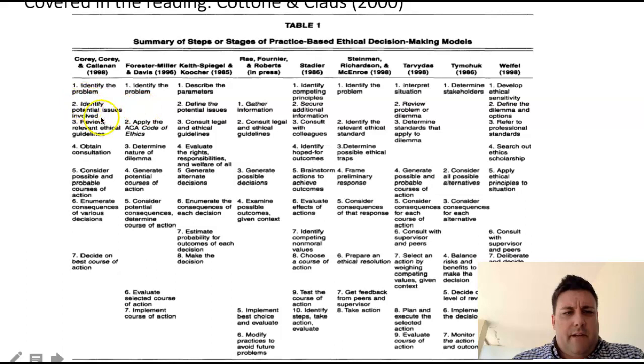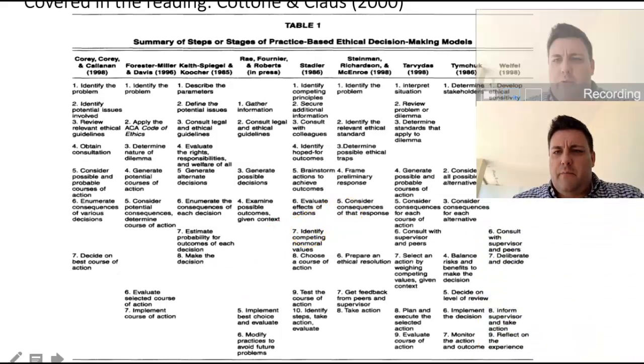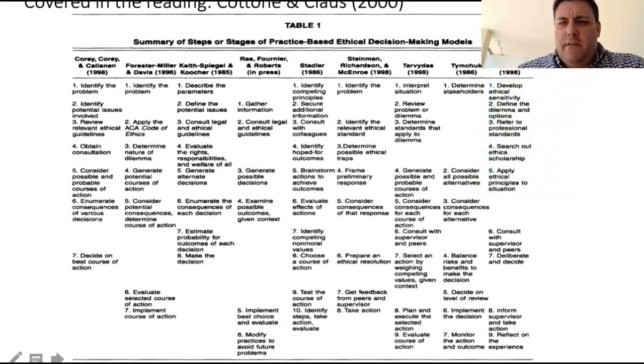Typically: identify the problem, identify the ethical principles involved, review the guidelines, consult with others, pick your course of action, and then decide on a course of action. A couple of these over here, let me just move myself real quick so we can see all of these, have evaluate the course of action, monitor the course of action, reflect on the course of action. And I actually think that's a pretty important step in ethical decision making, to evaluate the course of action and reflect on the experience. That can be done in the same step or in two different steps. But we'll come back to that in a little bit.